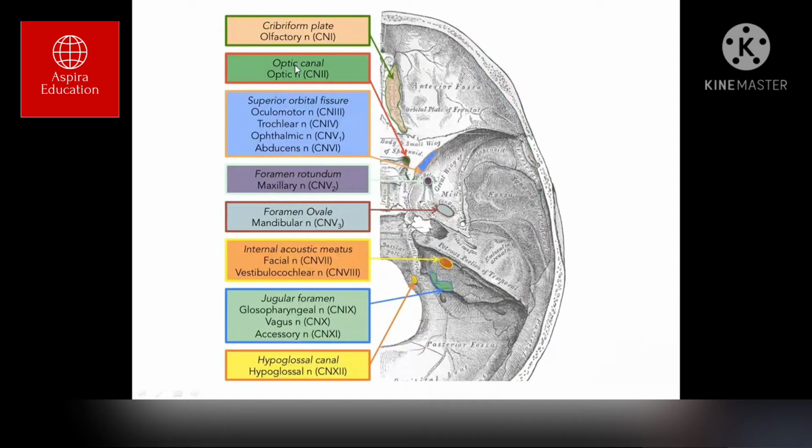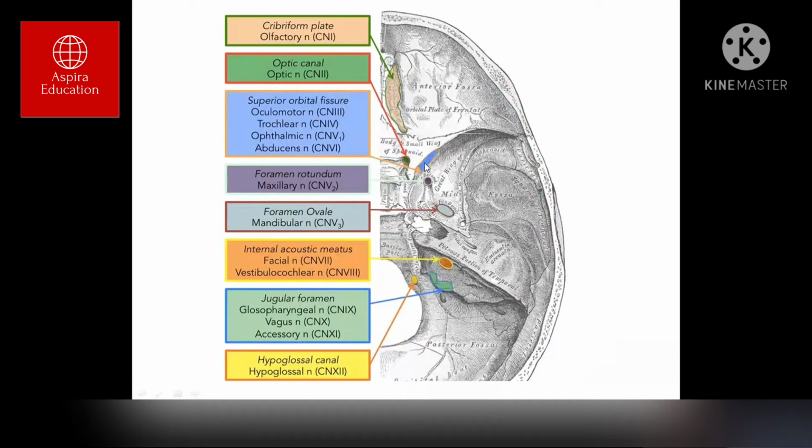Then we have something called the superior orbital fissure. The superior orbital fissure is present in the sphenoid bone. Here there are four important structures which pass through the superior orbital fissure. They are the oculomotor nerve, trochlear nerve, ophthalmic nerve, and abducens nerve. The ophthalmic nerve is a branch of the trigeminal nerve. So we have here four important cranial nerves which pass through this superior orbital fissure.